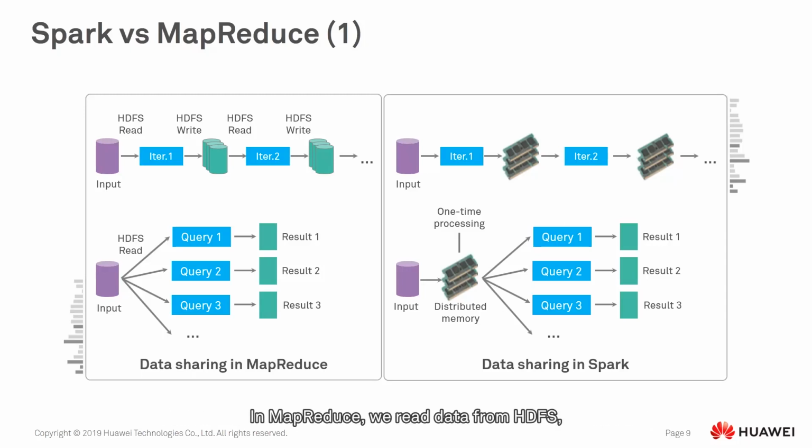In MapReduce, we read data from HDFS. After first iterative computing, we'll save the intermediate result on the disk. Then, make second processing. Results of every iterative computing need to be written in disk. But in Spark, intermediate results do not need to be written in disk. It's stored in distributed memory, which improves the computation performance.